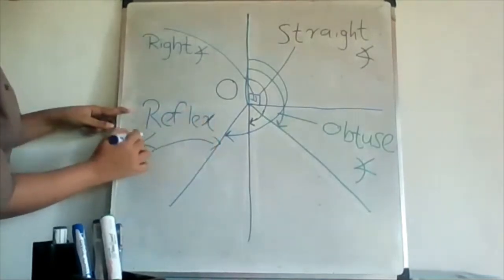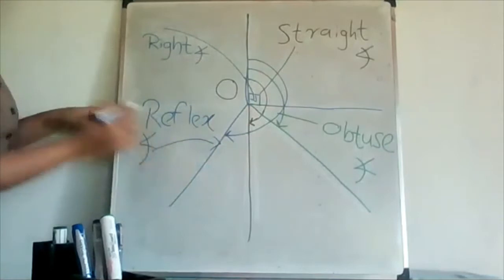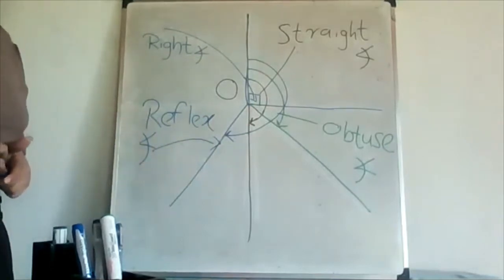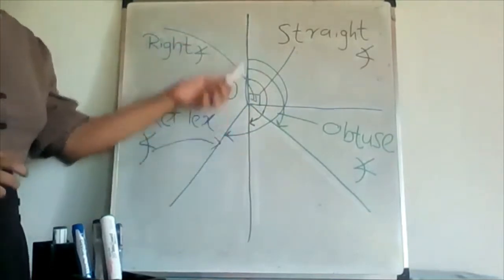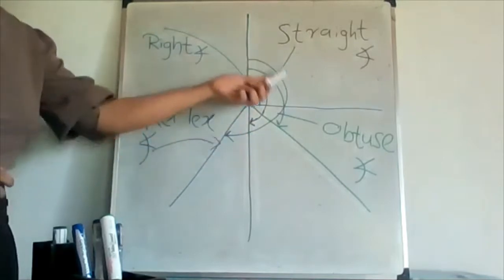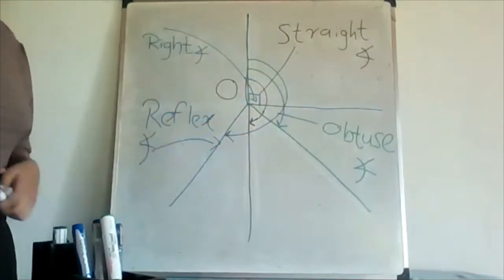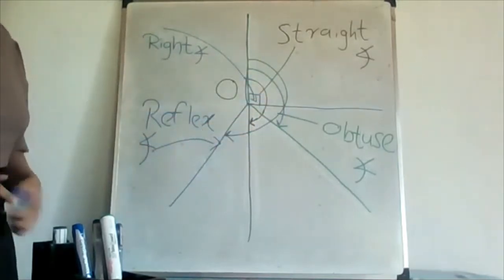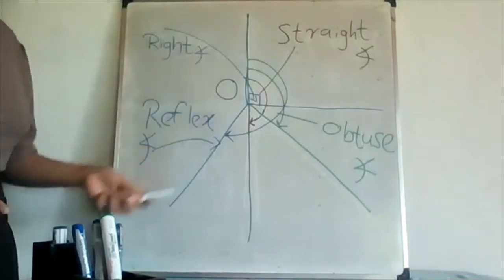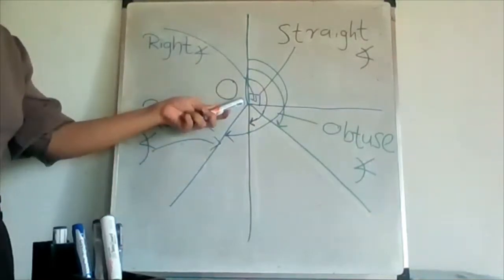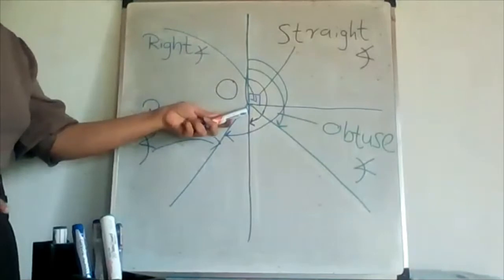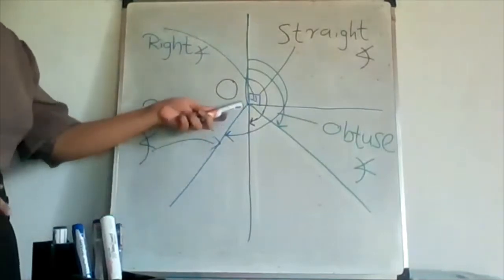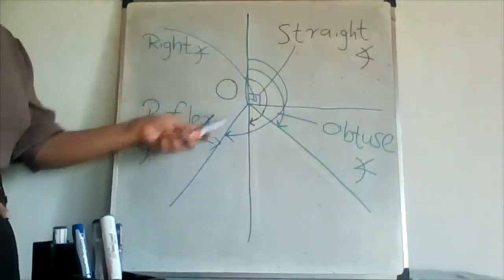So this is a reflex angle. Always, if an angle is greater than a straight angle, that angle is called a reflex angle. In this reflex angle, the vertex is O, the first arm is this one, and the next arm is this one. So this is a reflex angle.